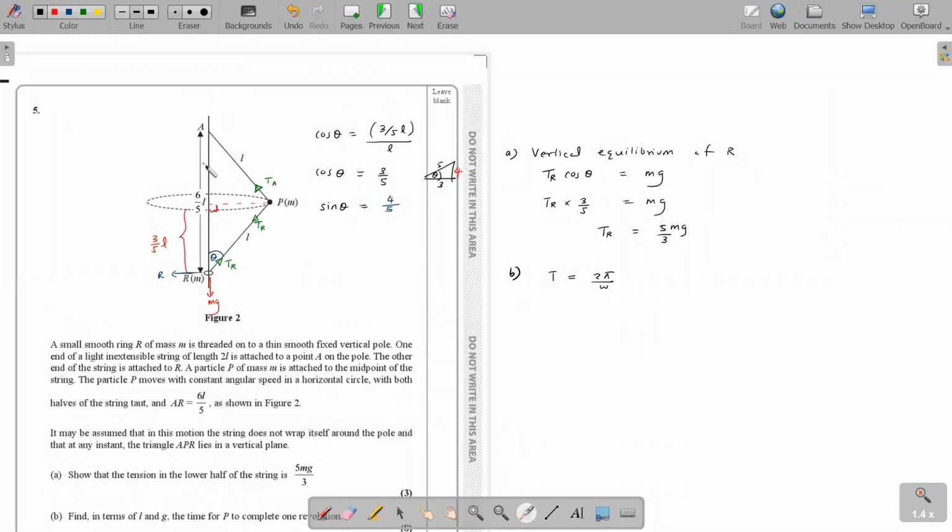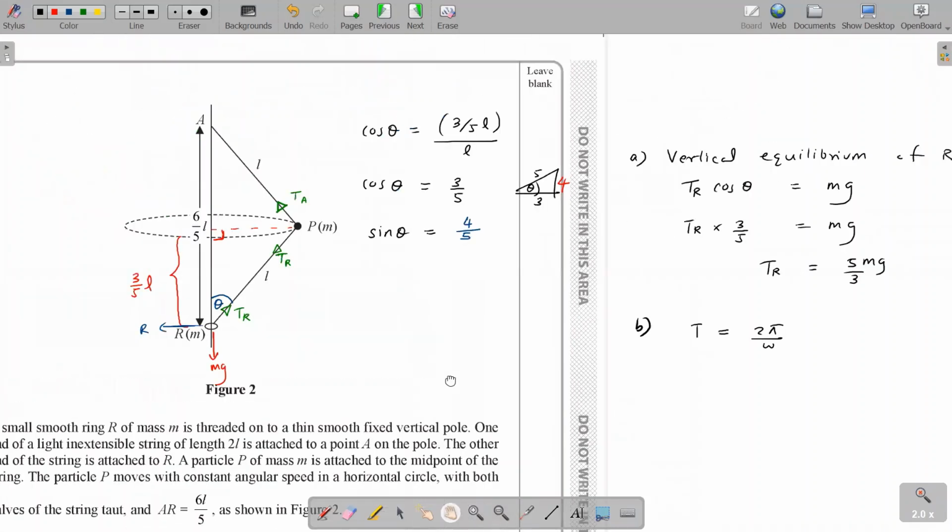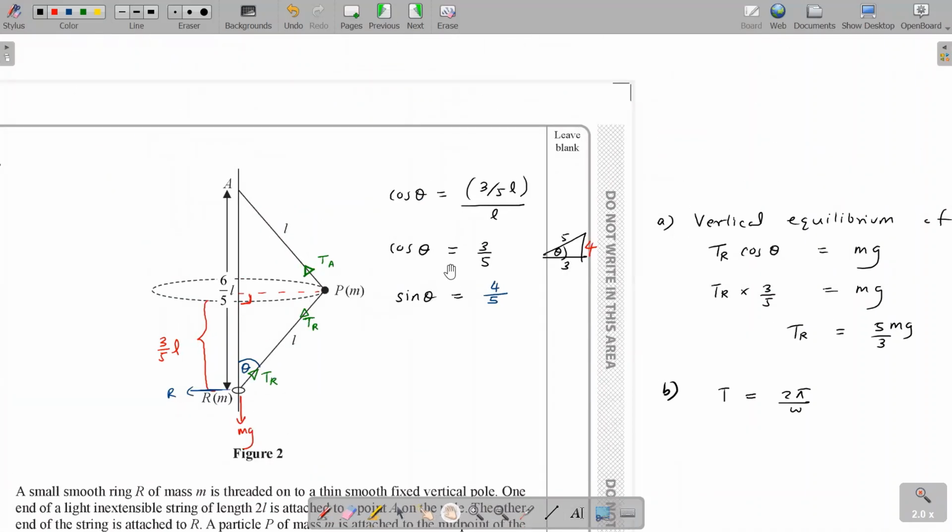Normally when it comes to horizontal circular motion, there are only two things to do. I have told you all. Vertical equilibrium is number one, and the other one is applying F equals ma towards the center. So consider all the forces acting on particle P. In particle P, we have the tension at A, the tension in the lower half of the string R, and also I have to mark the weight, right?